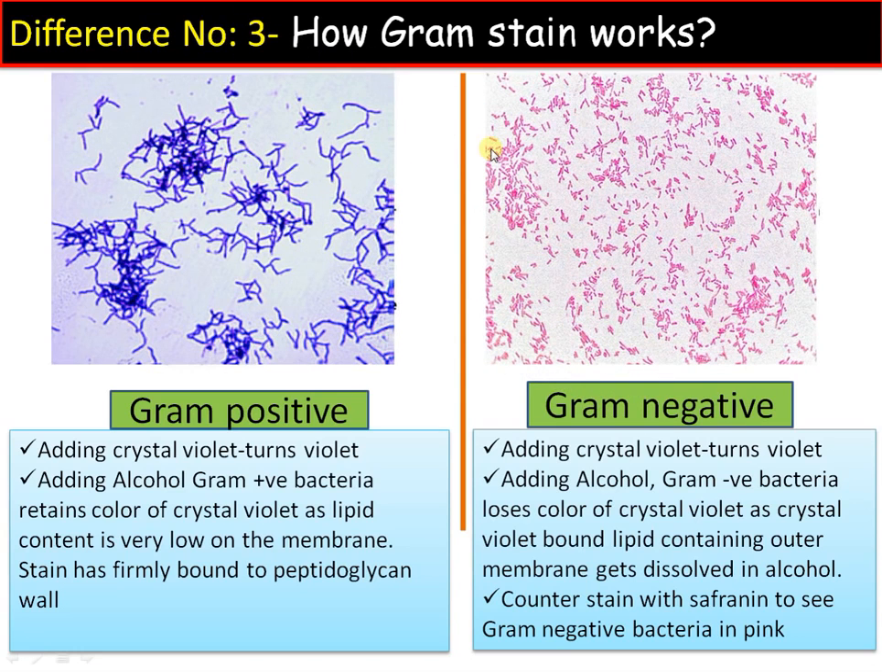This is how the bacteria appear under the microscope. This is a gram-positive bacterium that remains violet in color, whereas this is a gram-negative bacterium. This is the color of the counter stain safranin, and it appears pink or red.